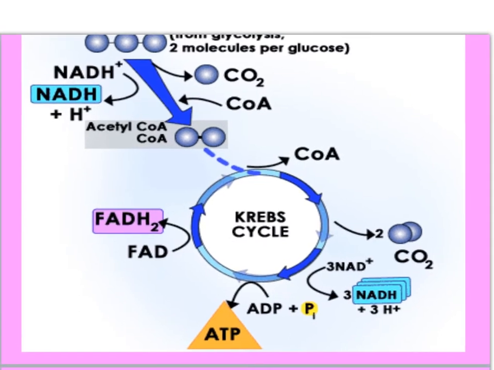I'm not sure how well you can see this, but this is just another image showing that NADH and carbon dioxide are produced when you form acetyl coenzyme A, and so that goes into the Krebs cycle. And we get our NADH, FADH2, and our ATP, and don't forget the carbon dioxide.